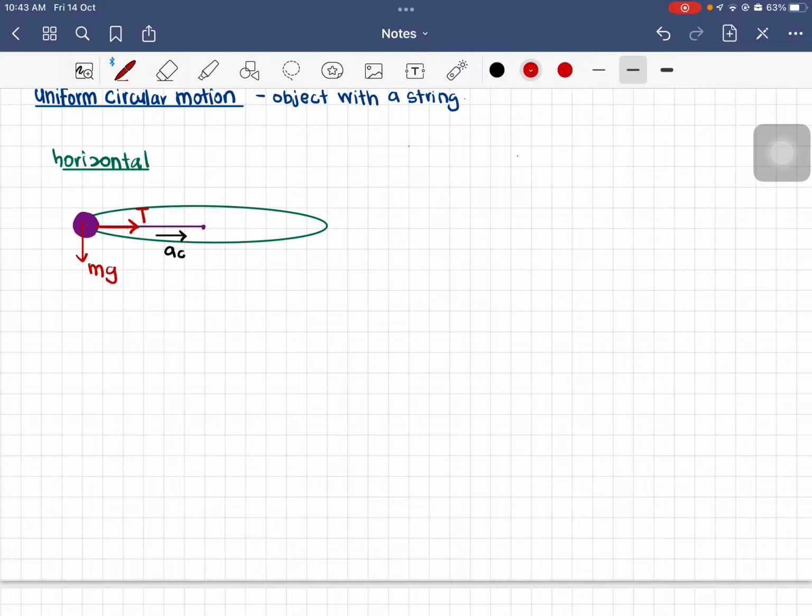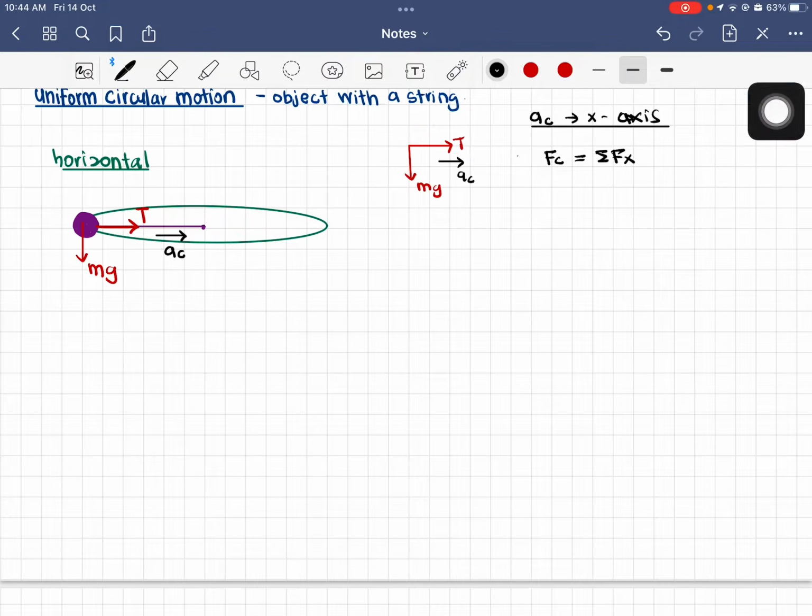Okay, kalau kita lukis balik, you will have something like this lah. This is your T, this is your MG. And your A is something like this. So your AC is in X component, X axis lah. That means you must have your FC equal to summation of Fx, sebab your AC is one of the X component. Mesti dekat Fx, which is dekat sini you hanya ada T.